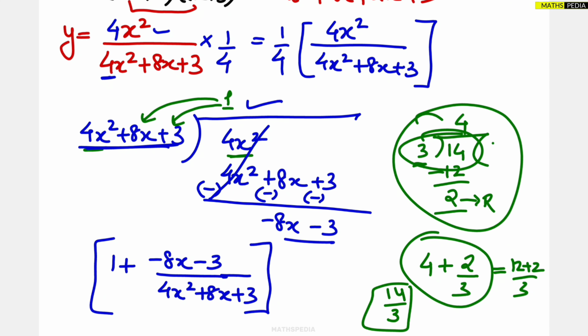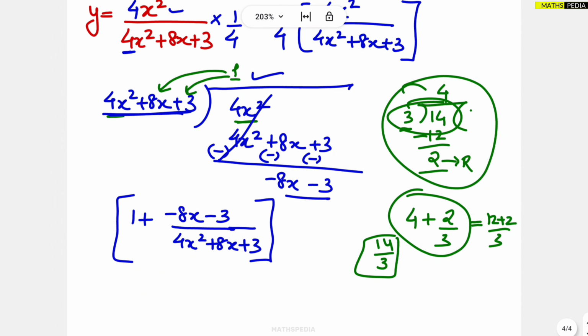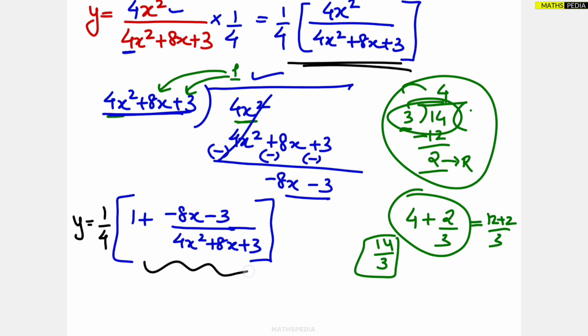Rewriting the fraction. Okay. Now, what will happen? 1 by 4 was sitting outside. Y is equal to, so this particular thing I have written here. That's it. So this part is nothing but the division, rewritten form of that thing.